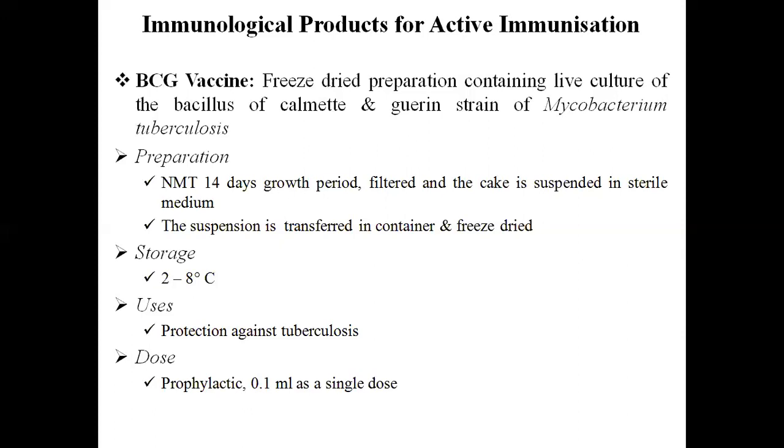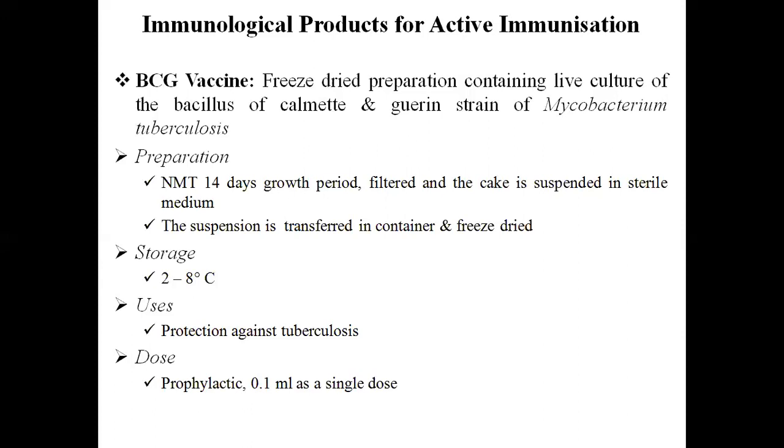The suspension is transferred into the final sterile container, and then it is subjected to freeze drying. Then the containers are sealed so as to prevent any contamination or deterioration of the vaccine. The vaccine contains no antimicrobial agents. These vaccines should be stored in sealed light resistant glass containers at a temperature between 2 to 8 degrees centigrade. The reconstituted vaccine should be used immediately after its preparation.